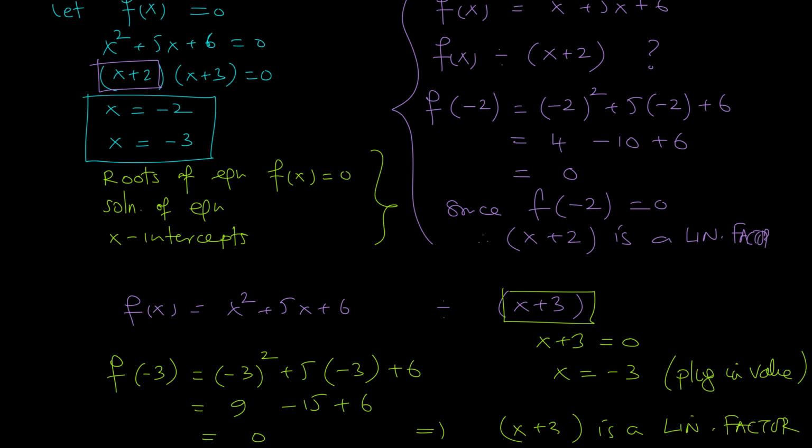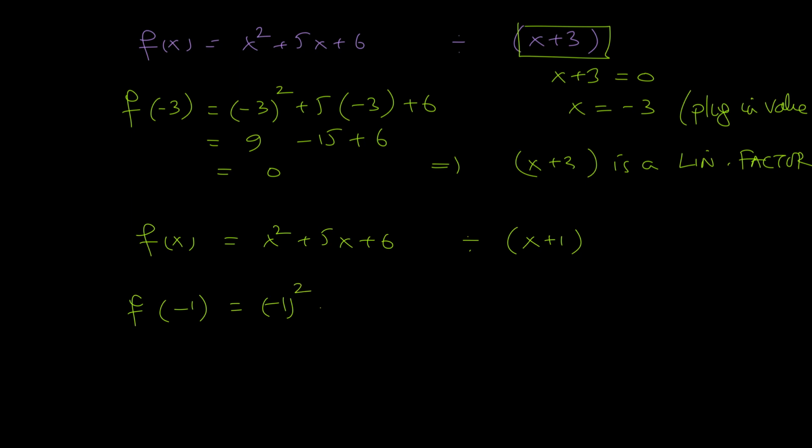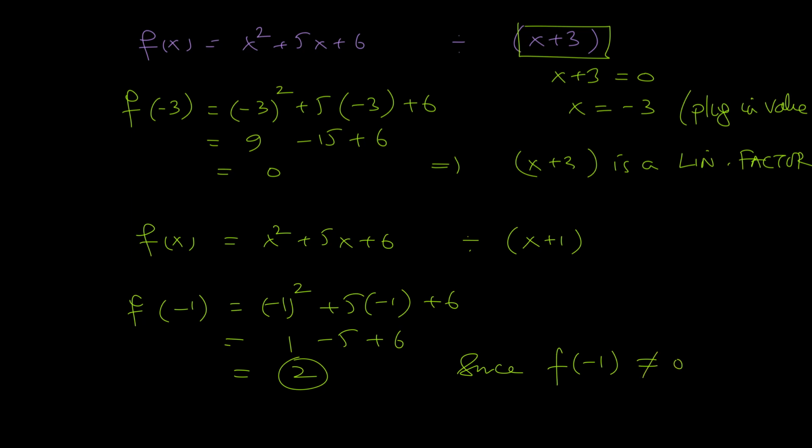Now, do you think there are other linear factors? I don't think so. If f(x) is x squared plus 5x plus 6, can it be divided completely by x plus 1? Let me plug in. f(minus 1), that is (minus 1) whole squared, plus 5 into negative 1 plus 6. This is 1 minus 5 plus 6. 7 minus 5 is 2. Since f(negative 1) does not equal 0, what's the conclusion? x plus 1 is not a factor. So that's the conclusion that we have drawn. So this is the basics of factor theorem.